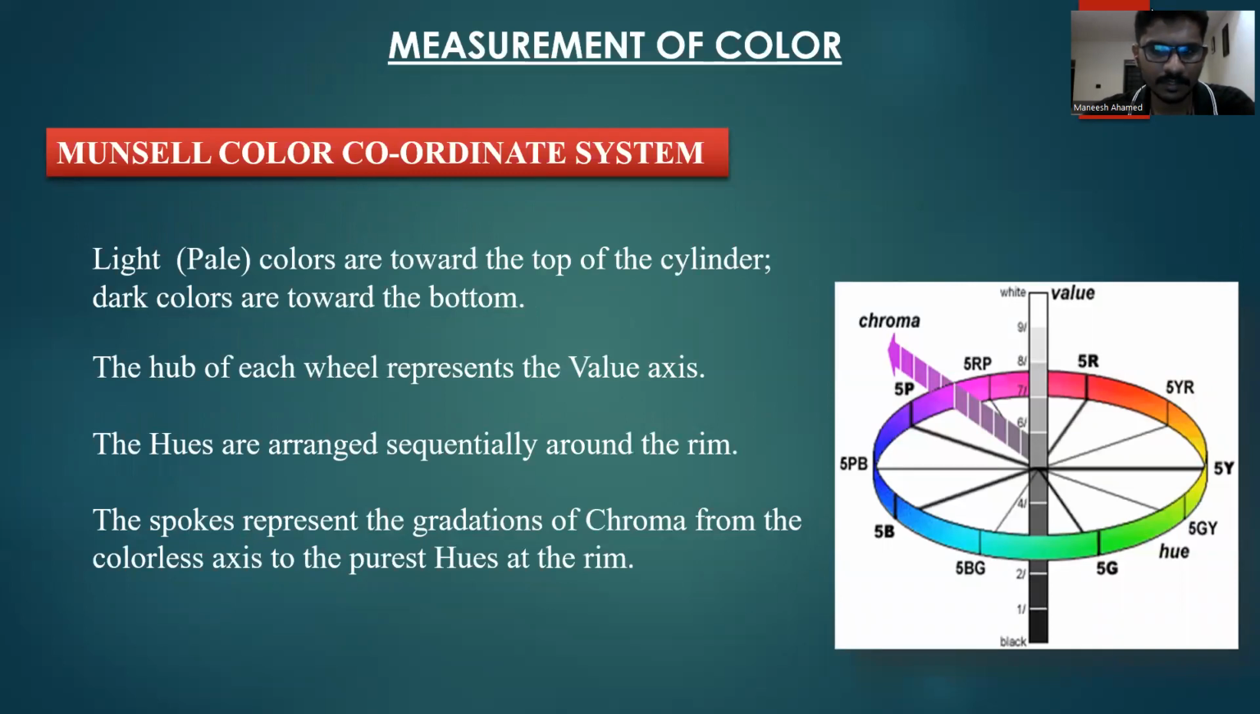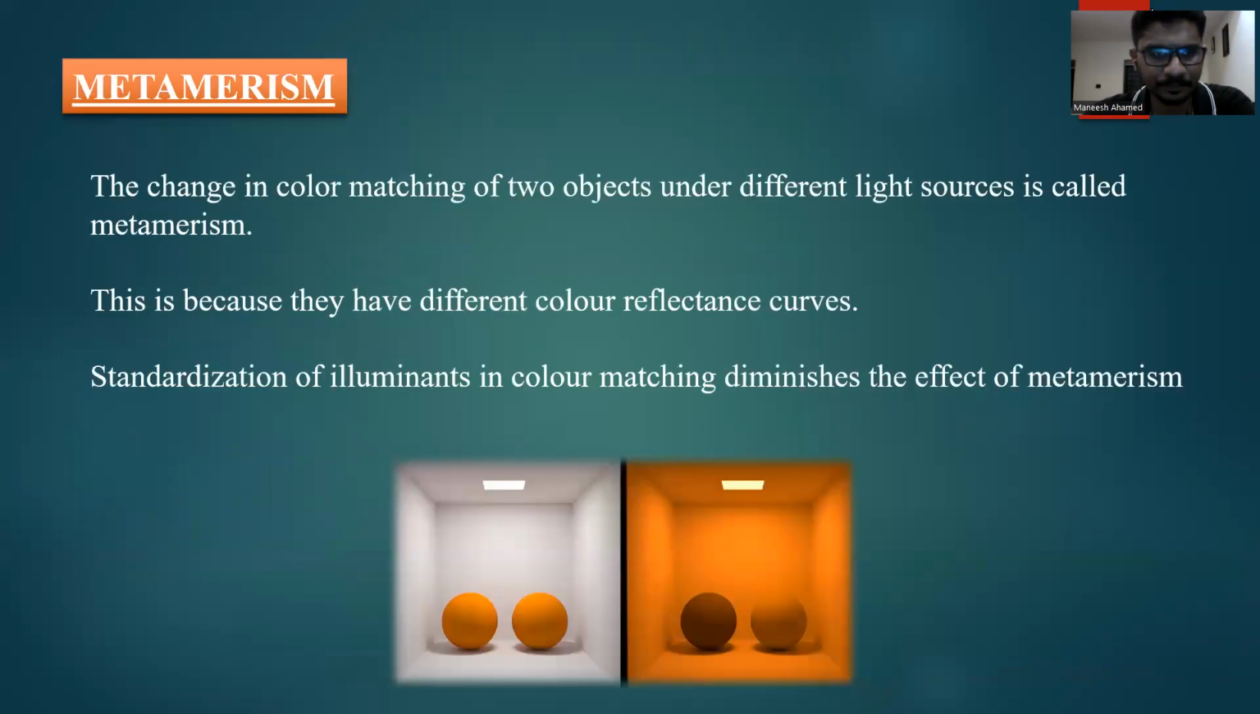And for measuring color, there are several systems, one of which is known as the Munsell color coordinate system. Light, pale colors are towards the top of the cylinder and dark colors are towards the bottom. That is, the value is arranged on a vertical level. The hub of each wheel represents a value axis. The hues are arranged sequentially around the rim. The spokes represent the gradations of chroma from the neutral axis to the purest hues at the rim.